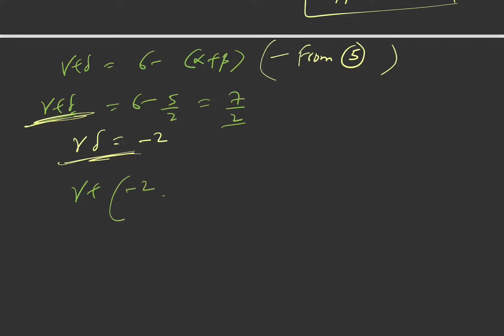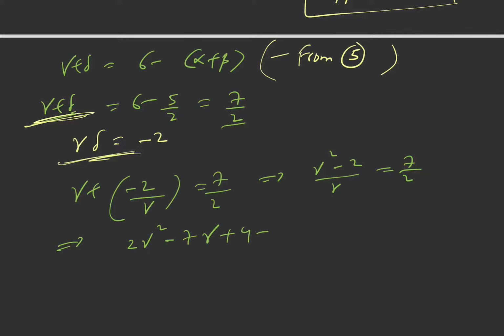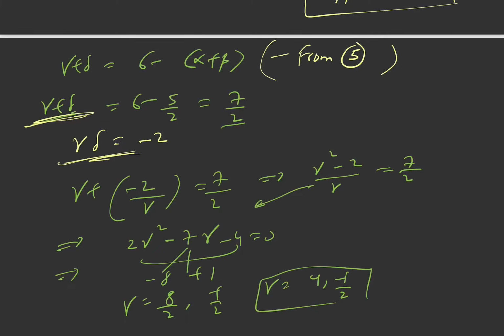So gamma plus delta, I am writing gamma minus 2 by gamma. This is 7 by 2. So here you will get 2 gamma square minus 7 gamma minus 4 equal to 0. If you simplify this, you will get 2 gamma square minus 7 gamma minus 4 equal to 0. This is minus 8, so you can write minus 8 plus 1. So gamma will be 4 or minus 1 by 2. Gamma is equal to 4 comma minus 1 by 2.